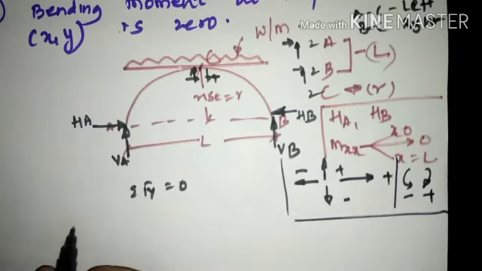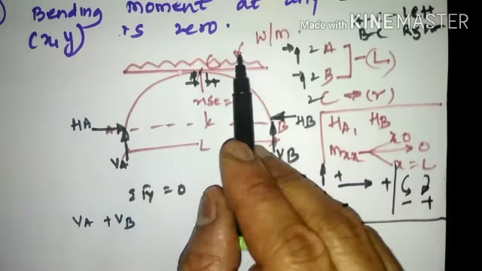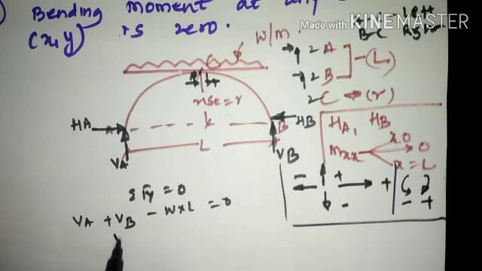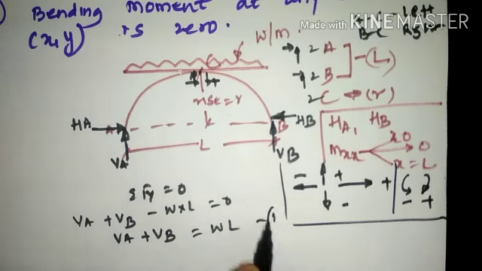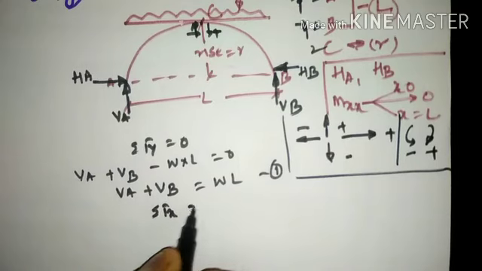VA and VB are acting upward, so both will be represented as positive, VA plus VB. Now it has been subjected to a UDL which is in the downward direction, minus W into L is equal to 0. So VA plus VB is equal to WL. So equation number 1. Keep this equation as it is because we need to find out the value of VA and VB.